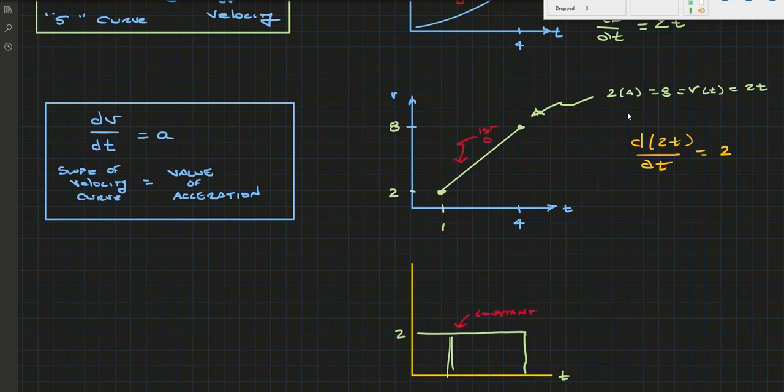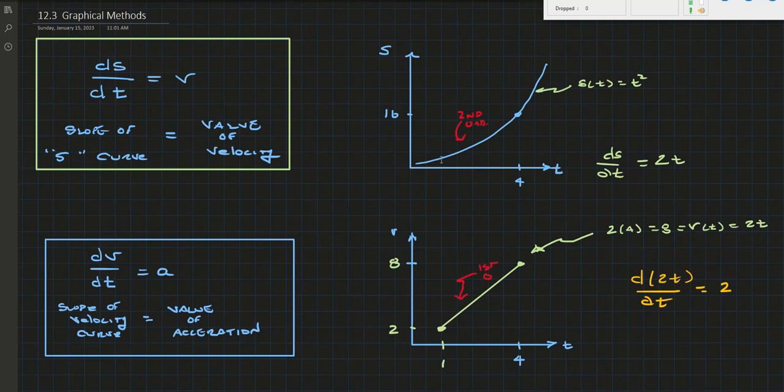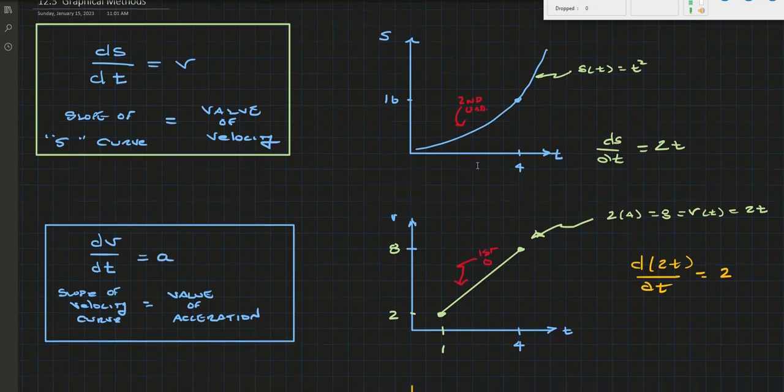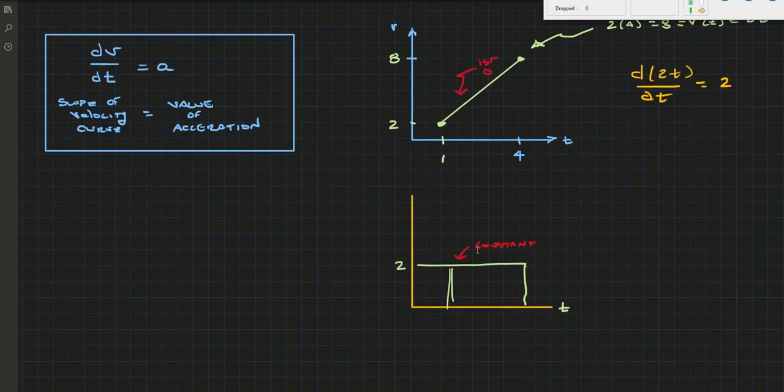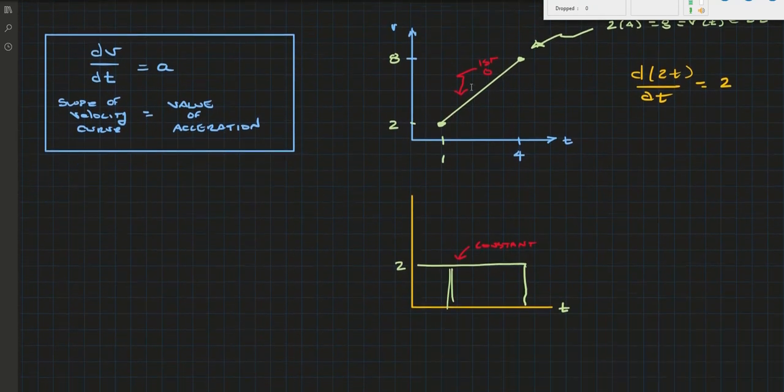So notice the acceleration curve is constant. The velocity curve is a linear curve, has a slope to it, and the position curve is one order higher than the velocity curve. So not only can you go in this direction and determine what your graphs look like, you can also go in the opposite direction with a similar idea.